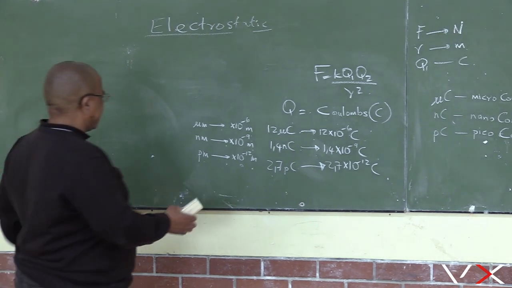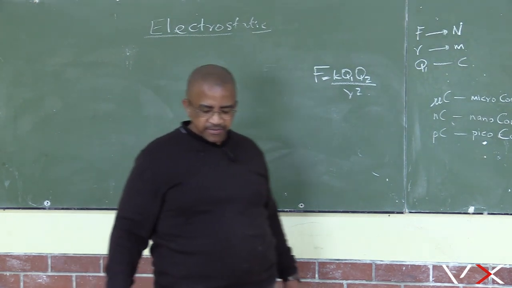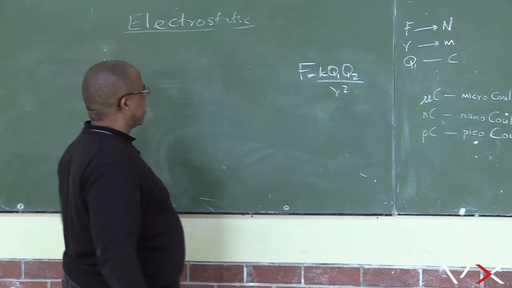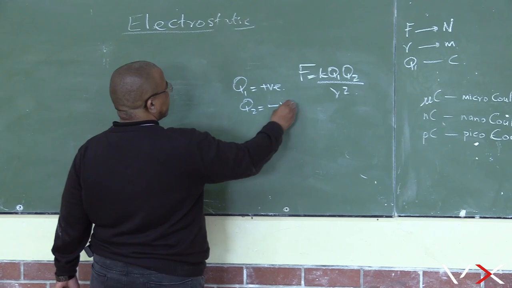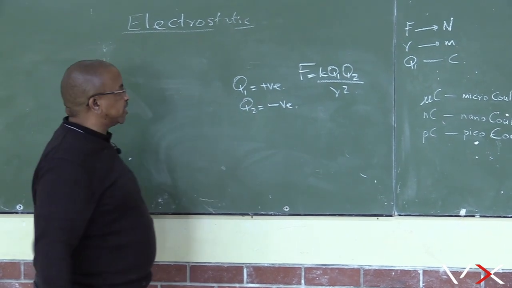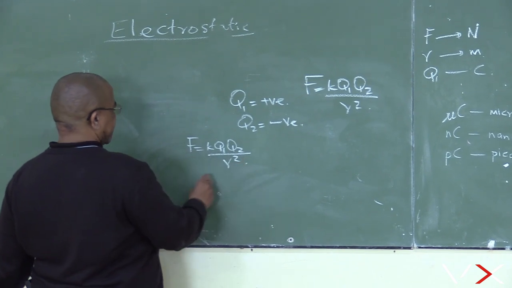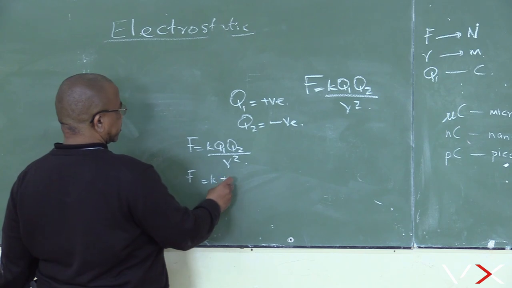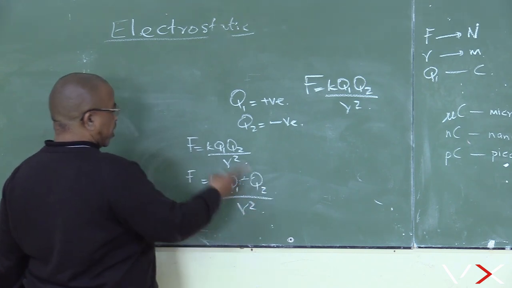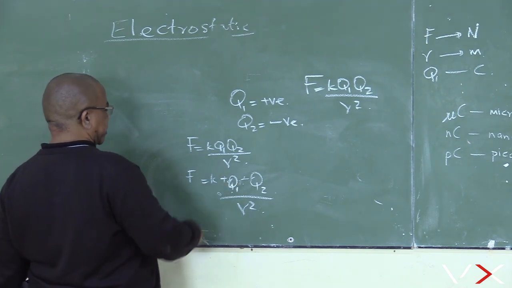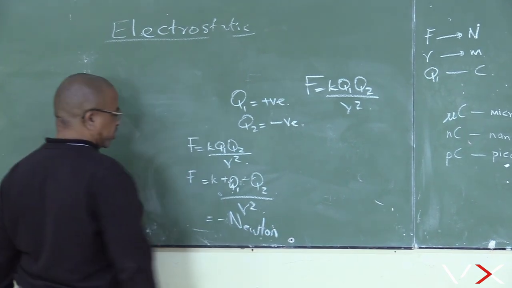Now, if we see, if one charge is positive and the other one is negative, if Q1 is positive and Q2 is negative, okay? Which means we will have F is equal to K Q1 Q2 over R squared. F is K, charge positive Q1, the other one negative Q2, over R squared. What will be the nature of the force? Negative times positive is negative. So the force will be negative, you get a negative Newton.